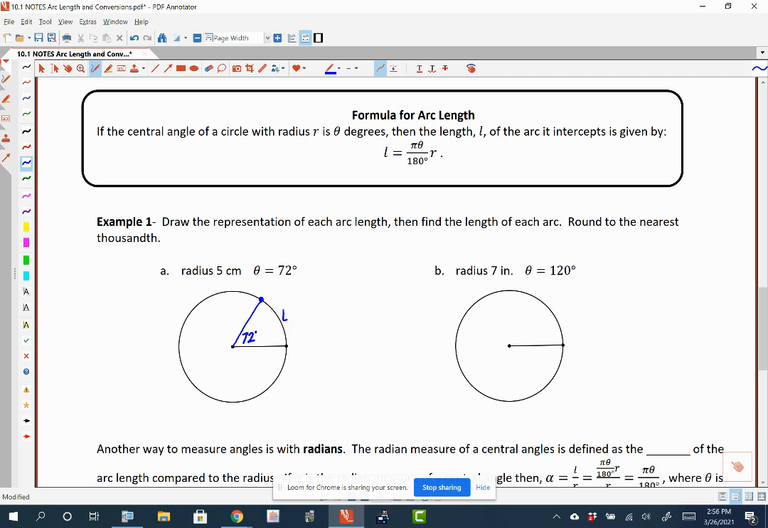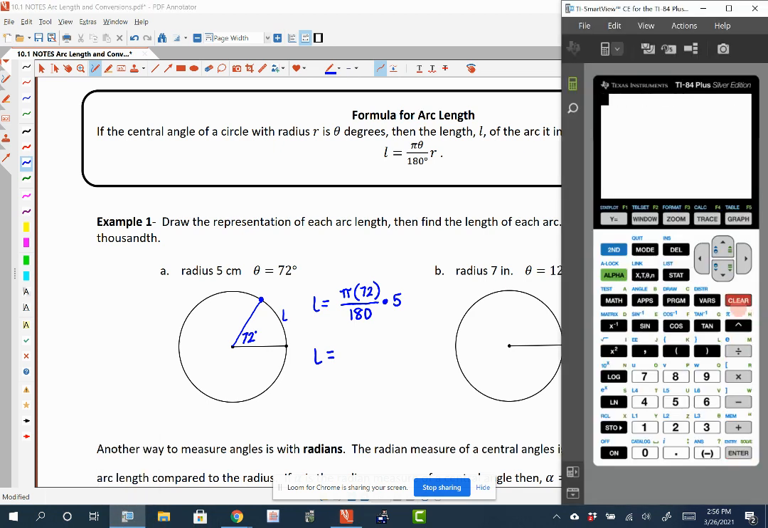I'd like to find the length of its intercepted arc, L. So according to my formula, length is equal to pi times my theta, so 72, divided by 180, and we're going to multiply that by our radius, which is 5 in this case. So we're definitely going to be using a calculator, and we're going to round to the nearest thousandth. So that's 3 decimal places.